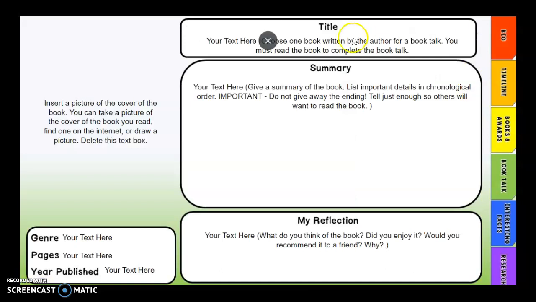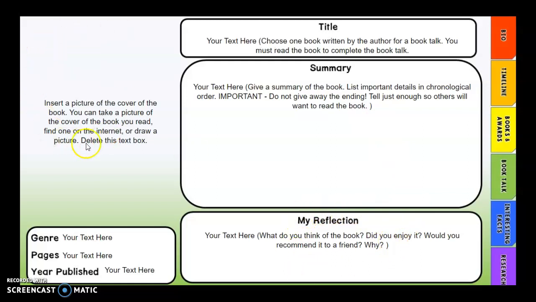On this slide, you're going to do a book talk, where you'll type the title of the book and give a summary of one of his books. And again, if you have not read one of his books, or if you don't remember, we have one at the end of this comprehension lesson, so you can go listen to that book and then do a summary on that book here. And then you will tell what you think about that book.